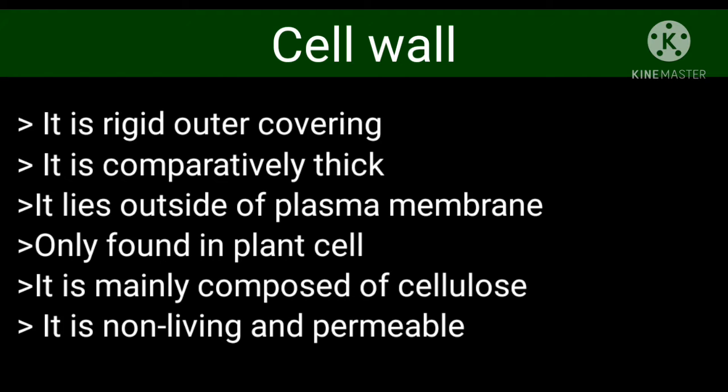Cell wall is a rigid outer covering. It is comparatively more thick than the cell membrane. It lies outside of the plasma membrane and it is only found in the plant cell. It is mainly composed of cellulose and it is non-living. And unlike the cell membrane, it is permeable.